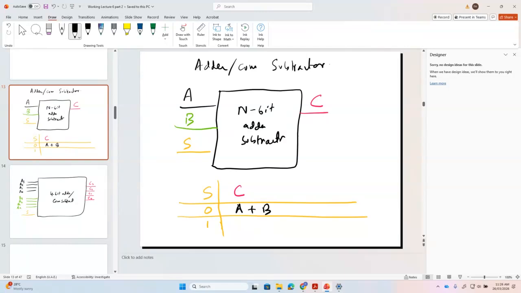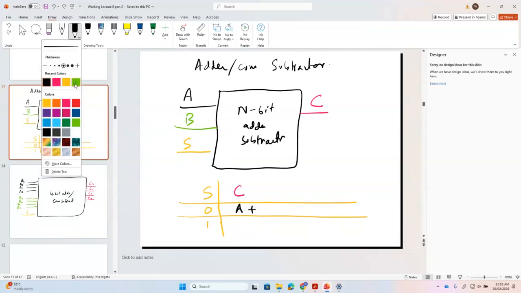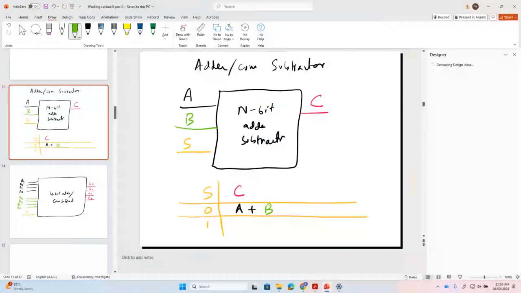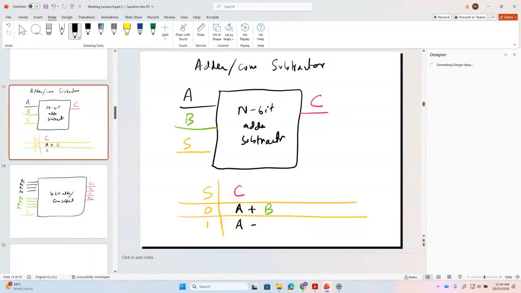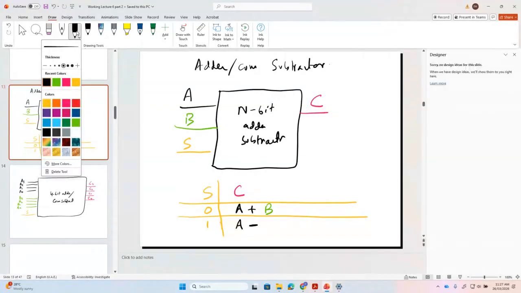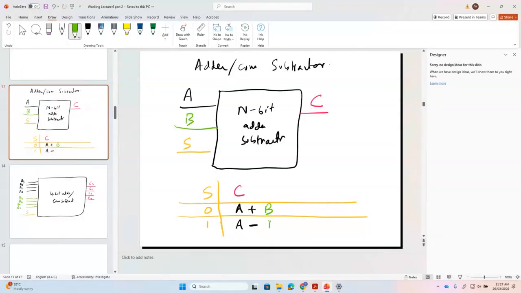And if S is equal to 1, we want to do a subtraction. You got it or not got it? So now the value C depends on the select line. We will do an addition if select line is 0, and we will do a subtraction if select line is 1. Any question?